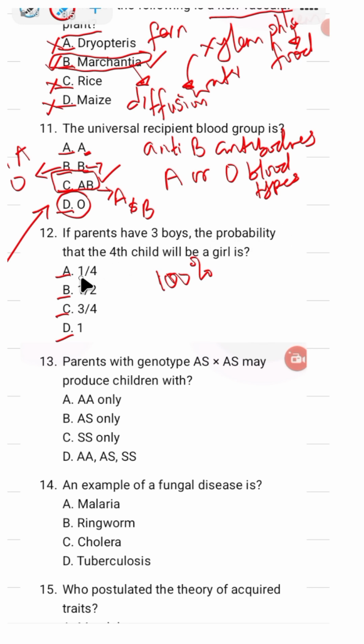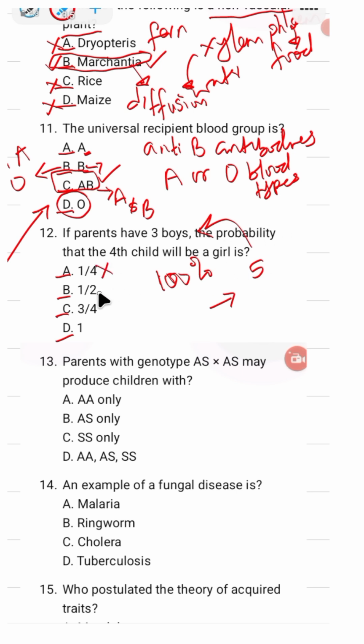So a probability of 1/4 would be correct if we were dealing with a more complex genetic scenario. But the gender of a child is independent of the previous birth. The sex of the next child is independent of the sex of the previous children. So this one is wrong.